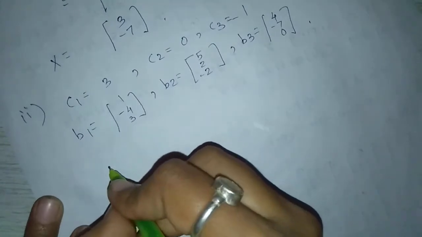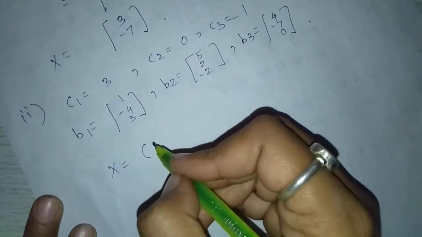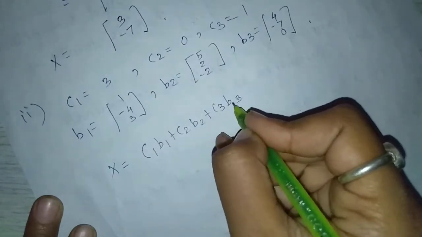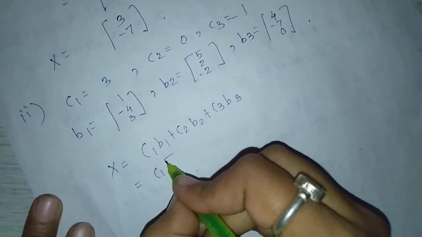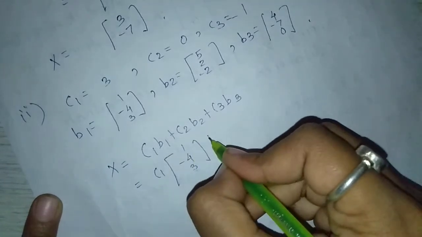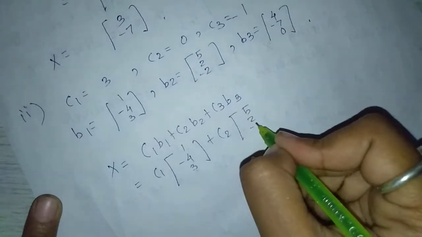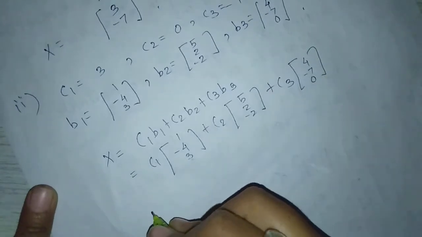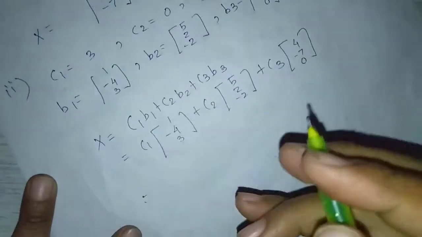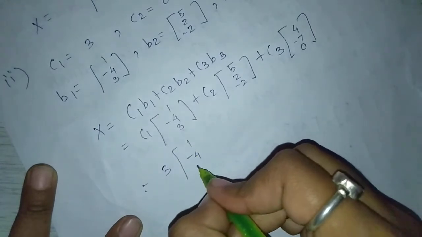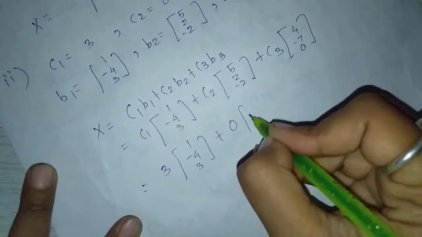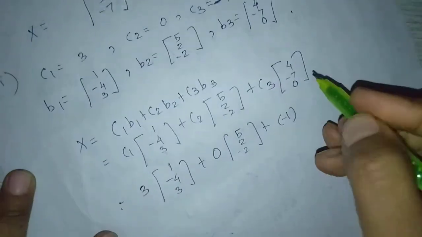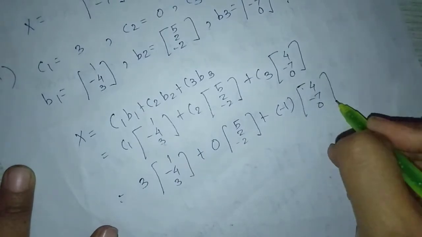Now to find x equal to the linear combination of B1, B2, B3, means C1 B1 plus C2 B2 plus C3 B3, equal to C1 times B1, which is (1, -4, 3), plus C2 times B2, which is (5, 2, -2), plus C3 times B3, which is (4, -7, 0). Again put values of C1, C2, C3: 3 into (1, -4, 3) plus 0 into (5, 2, -2) plus C3, which is -1, into (4, -7, 0).